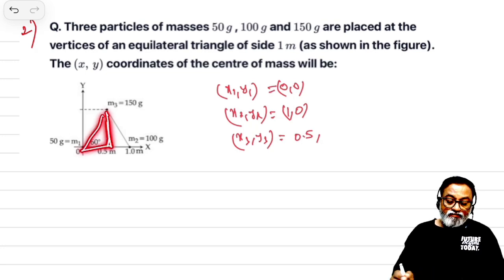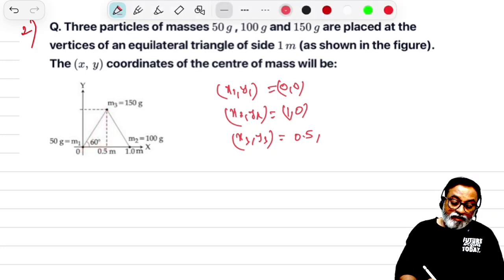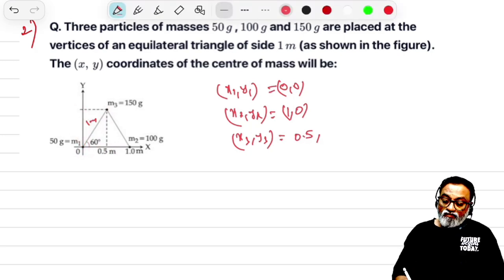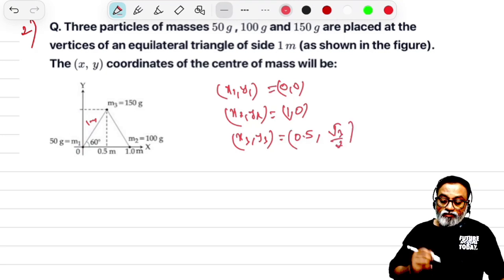In this triangle, we can find out, or see, here it is 1 meter. Therefore, if you resolve this one in this direction, 1 cos 60, whereas in this direction, 1 sin 60. Therefore, 1 into sin 60, root 3 by 2. Therefore, this is root 3 by 2.